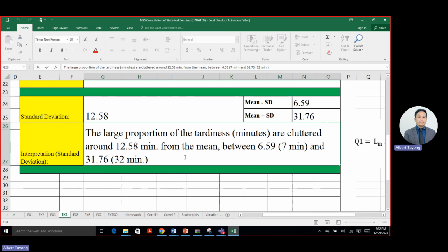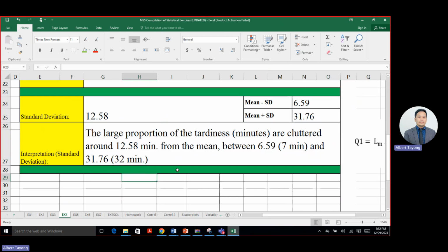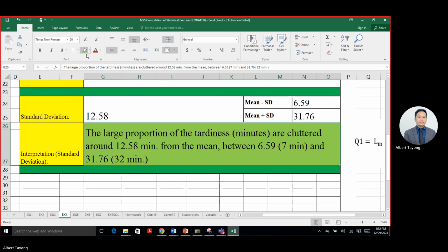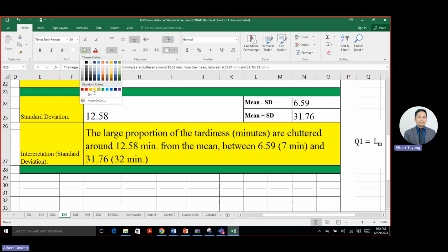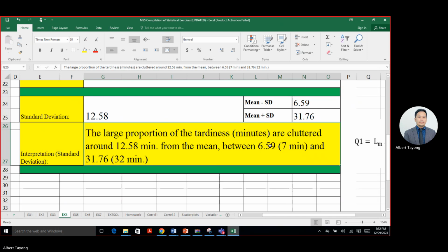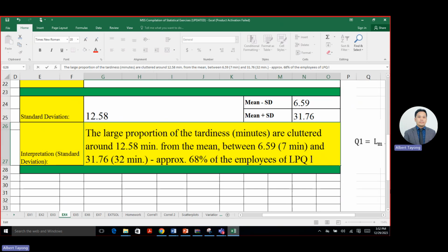So it could mean that some employees are late within 10 minutes, 15 minutes, 30 minutes, 31 minutes. Most of them are falling under 7 minutes to 32 minutes. And we can also verify this from our data. The concentration of our data is from 7 minutes to 32 minutes. That means many employees are late within these minutes, approximately 68% of the employees of LPQ Limited.